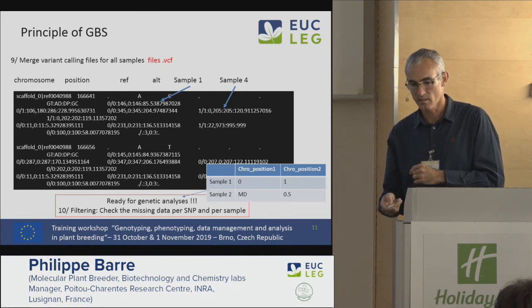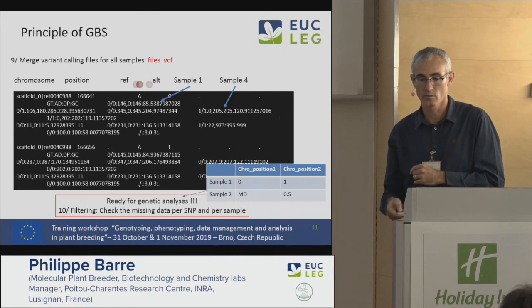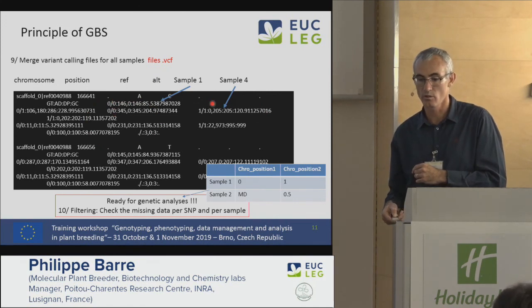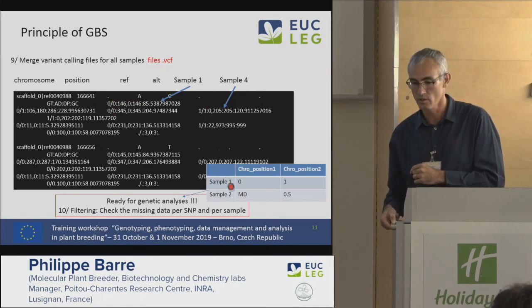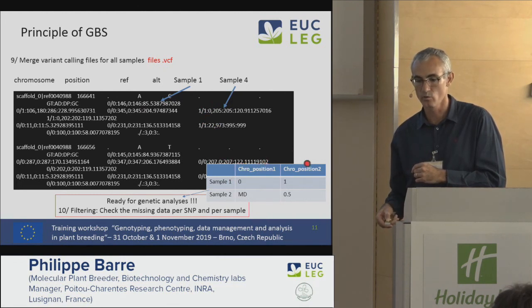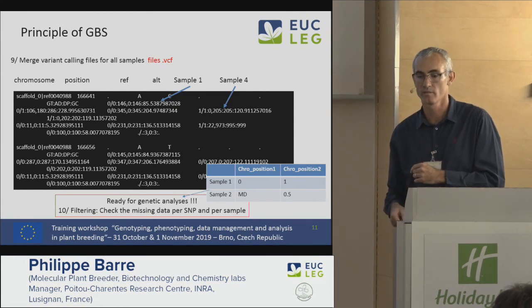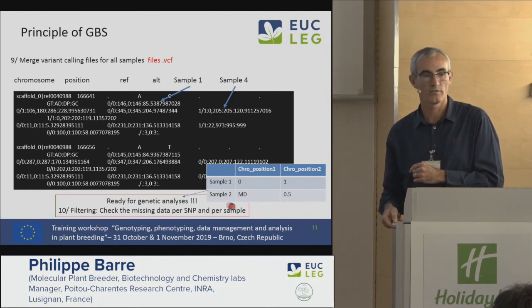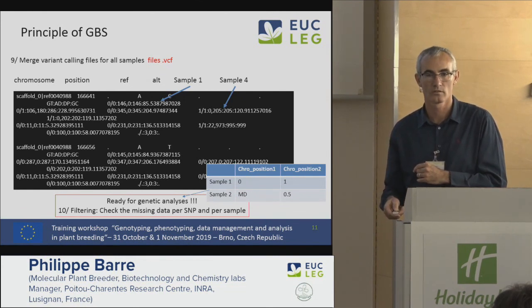So with this file, in fact, you have the information you want. You have the 0, 0, 0, 1 for all the samples. So it's like this. You have SNP 1, SNP 2, and for sample 1, it will be 0, 1, missing data, 0.5. So you're ready for the analysis, almost.